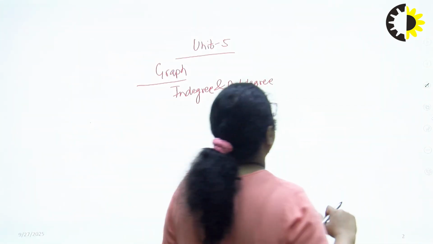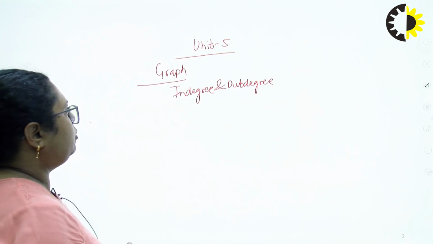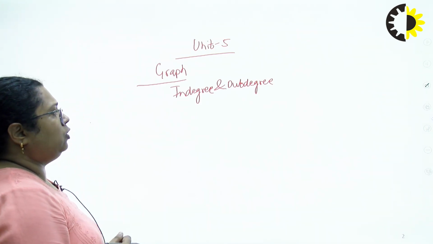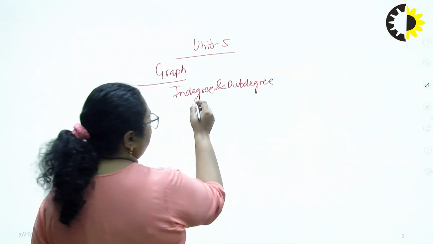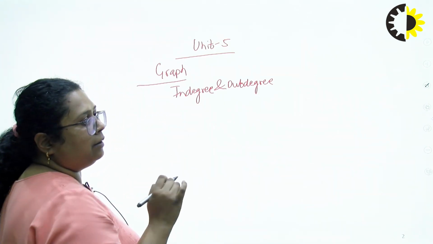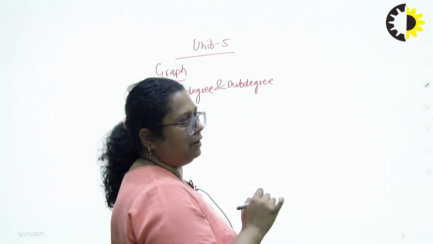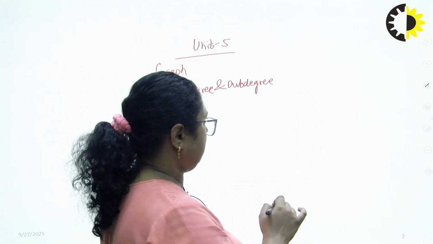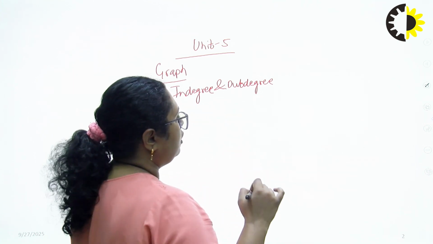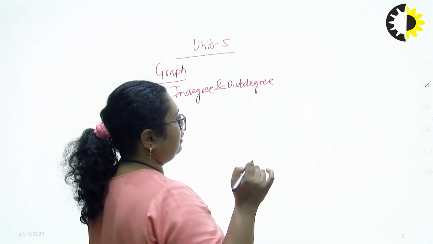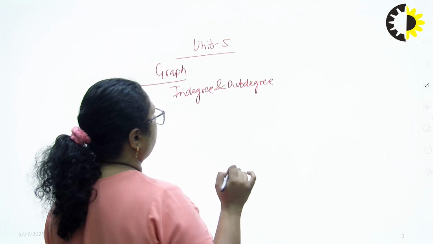So today I will be telling about graphs: in degree and out degree. What in degree is: the number of edges incoming to a vertex contributes to its in degree, and what out degree is: the number of edges going out from the vertex contributes to its out degree.